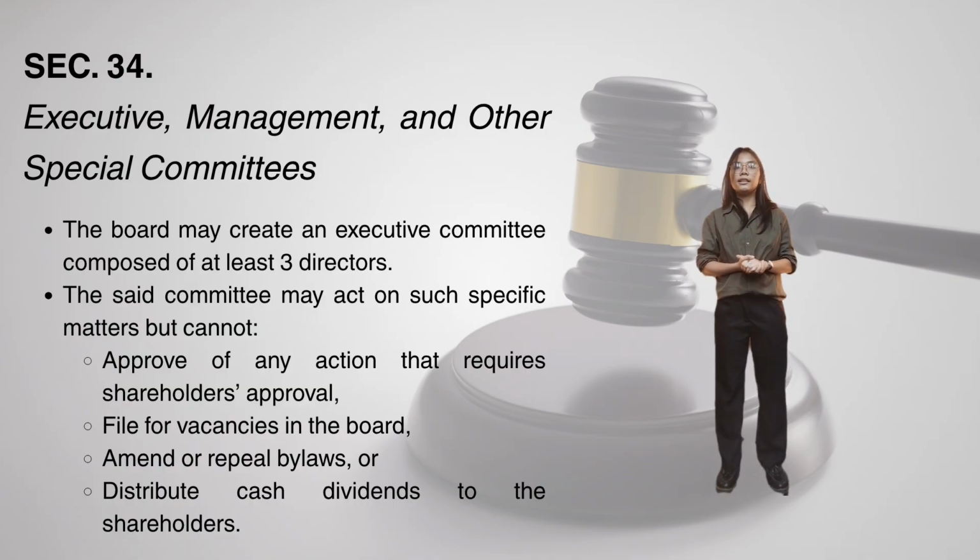Section 34. Executive Committee and other special committees. The Board of Directors may create an executive committee composed of at least 3 directors to handle specific matters. However, this committee cannot approve actions needing stockholders' approval, fill board vacancies, amend or repeal bylaws, or declare cash dividends to shareholders. For example, the executive committee may approve contracts or routine transactions but cannot decide to issue dividends or change bylaws. Those decisions belong to the full board of stockholders.